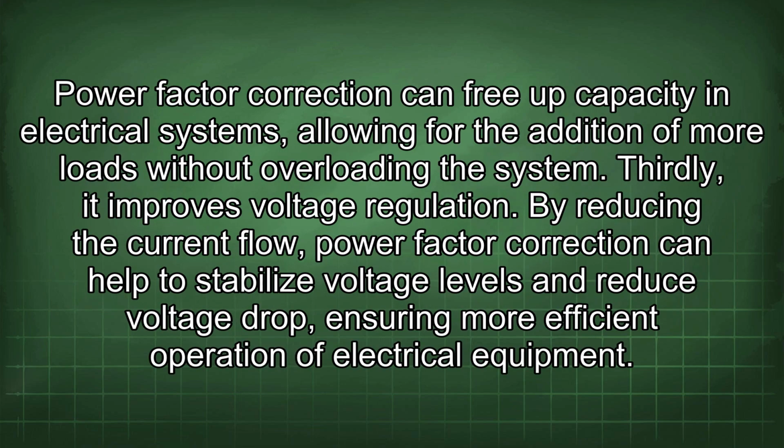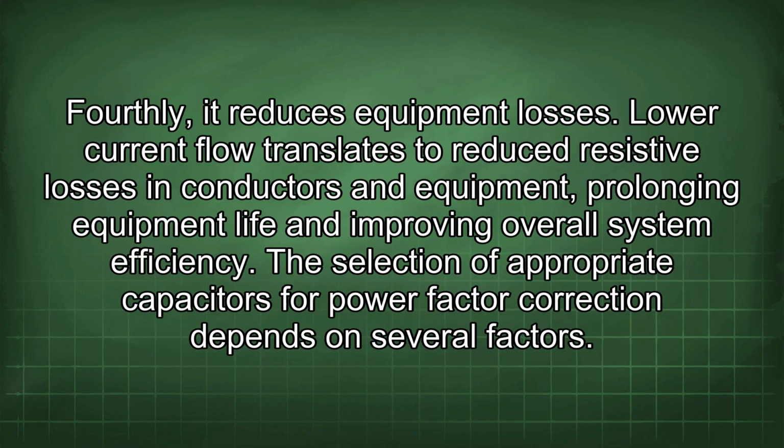Power factor correction can free up capacity in electrical systems, allowing for the addition of more loads without overloading the system. Thirdly, it improves voltage regulation. By reducing the current flow, power factor correction can help to stabilize voltage levels and reduce voltage drop, ensuring more efficient operation of electrical equipment. Fourthly, it reduces equipment losses. Lower current flow translates to reduced resistive losses in conductors and equipment, prolonging equipment life and improving overall system efficiency.